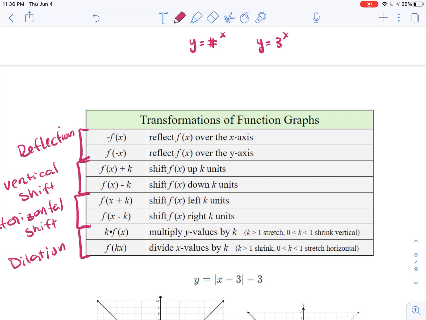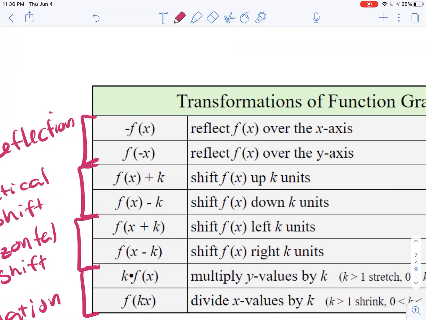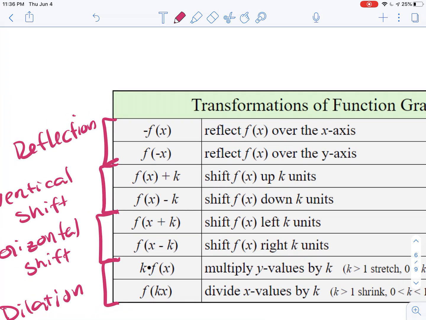Okay, when we are adding or subtracting for vertical shifts, plus means up, minus means down, straightforward. But when it's horizontal, on the inside, it's kind of going to be the opposite of what you think. If I see a plus, I'm going to go in the opposite direction of the positive numbers. If I see a negative, I'm going to go in the opposite of the negative numbers. So that's something you want to keep in mind.